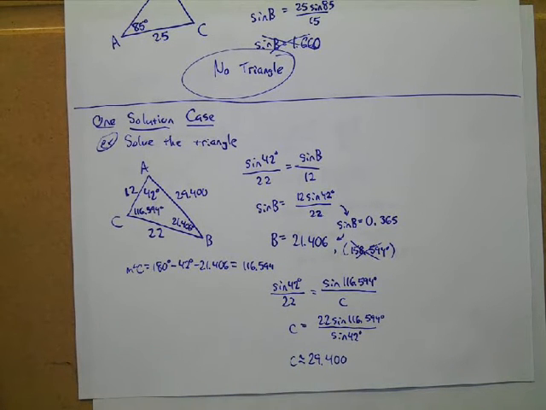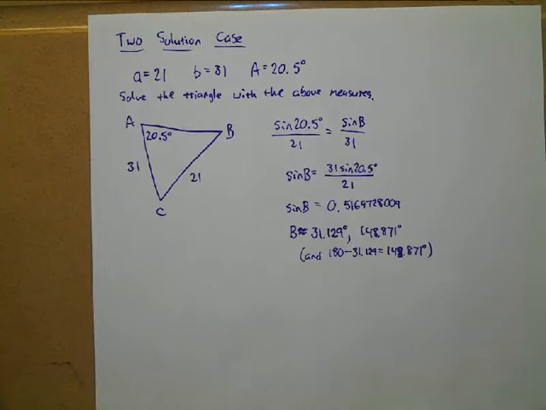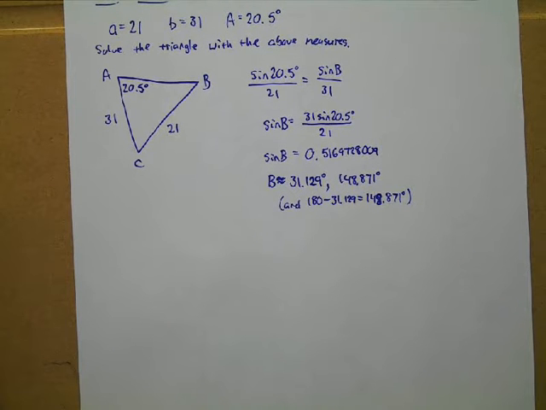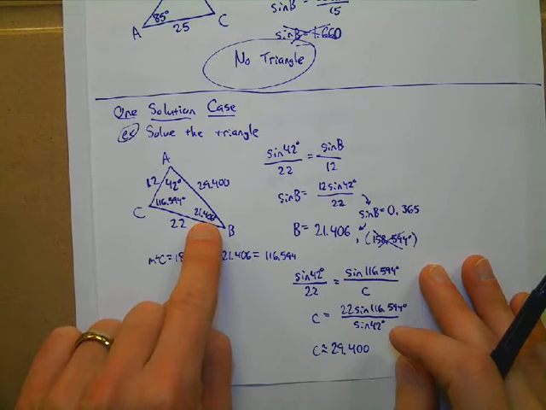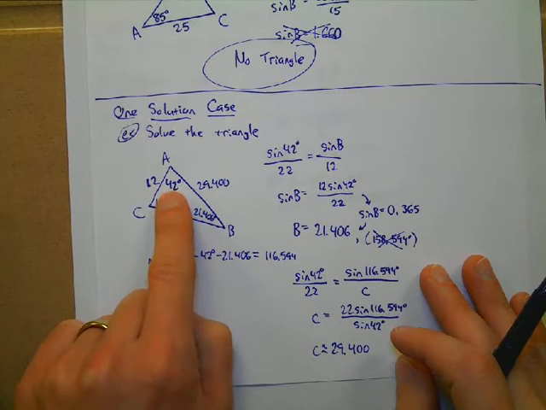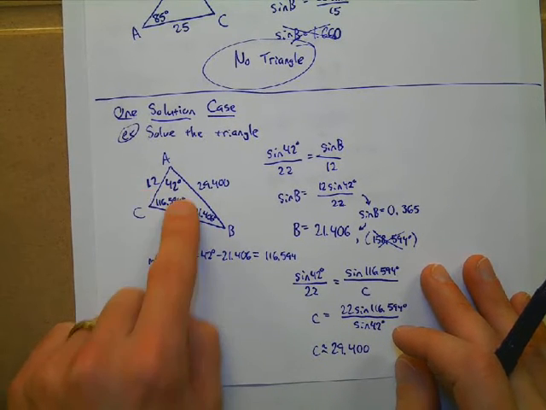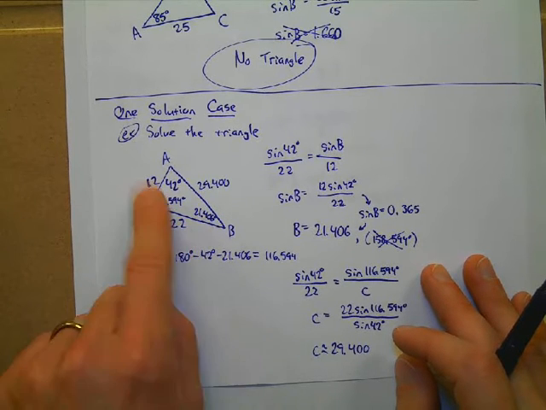Here again, the 21.406 made sense because it was a smaller angle than the 42 we started with, and it's opposite the smaller side, 12, whereas the 42 is opposite the 22. The bigger angle is opposite the bigger side, and the smaller angle is opposite the smaller side. Here, A is opposite the 21, and since the side opposite B is bigger, B just needs to be bigger than 20.5. So B could be the 31, or B could be the 148. That's why we have two possible triangles here.